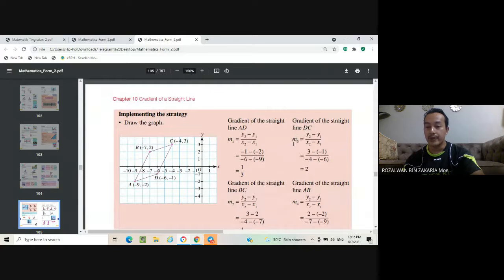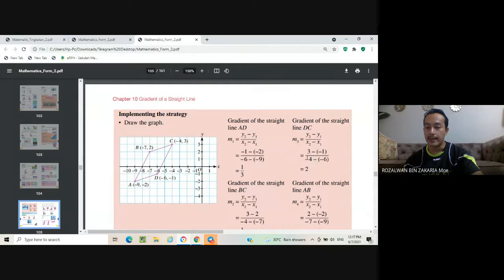Then M3 equals y2 minus y1 divided by x2 minus x1. D is the first point and C is the second point. So for C the point is x2, y2, and for D the point is x1, y1. Substitute the values into the formula: y2 equals 3, then minus, in bracket, y1 equals minus 1. So minus, bracket, minus 1, close bracket, then divide by x2 equals minus 4, minus in bracket x1 equals minus 6. Then 3 plus 1 equals 4.